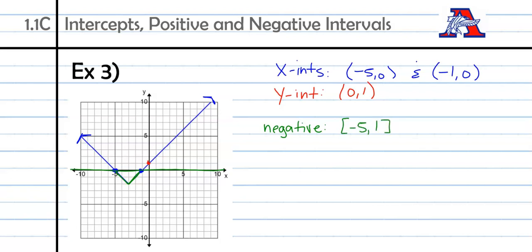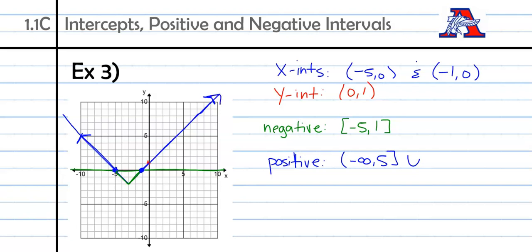And then positive. And I think if you're confused anywhere, it's right here. It's with these 2 chunks. So we're positive all the way coming from negative infinity up until negative 5. And then again, this other chunk that starts where x equals negative 1 and goes forever.